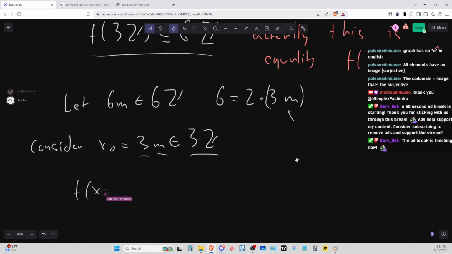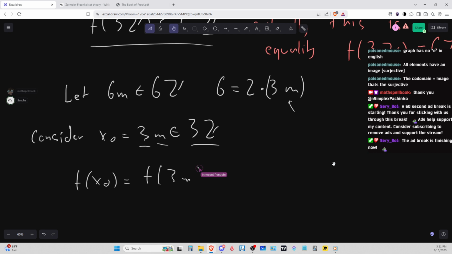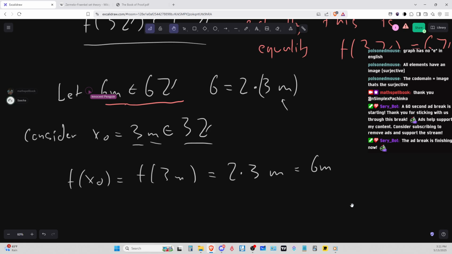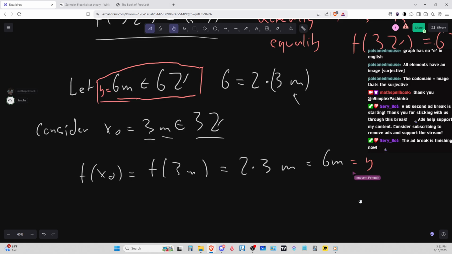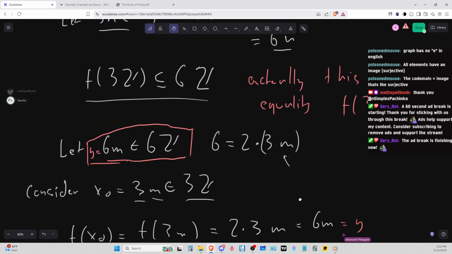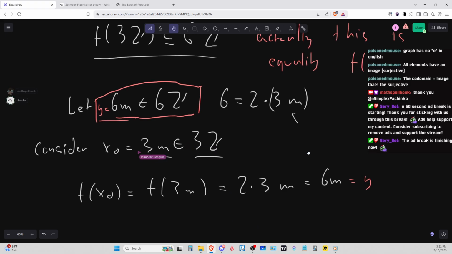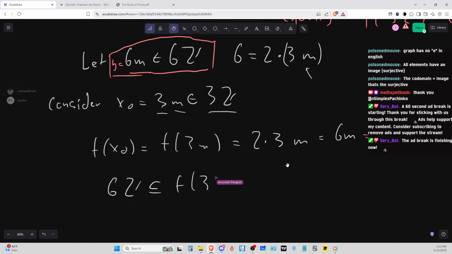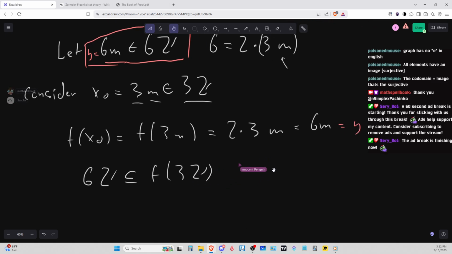So if we look at f of x0, by definition it's f of 3m. What f does is just multiply by 2, so we get 2 times 3 times m. So we get 6m, which was our initial condition. Maybe we can call it y. So what we showed is that if we take any element inside of the multiples of 6, we can always find something in the multiples of 3 that got mapped to this number. So the multiples of 6 are contained inside of the image.